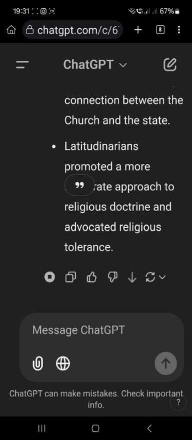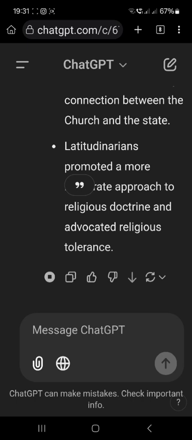In the aftermath of the Revolution, Parliament passed the Toleration Acts of 1689 and 1690, granting certain religious freedoms to dissenting Protestant groups, though not extending the same rights to Catholics. 5. Influence on future revolutions. The Glorious Revolution served as a model for other revolutions and influenced political thought worldwide.